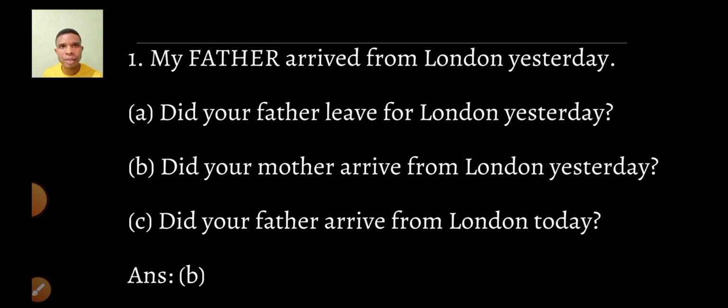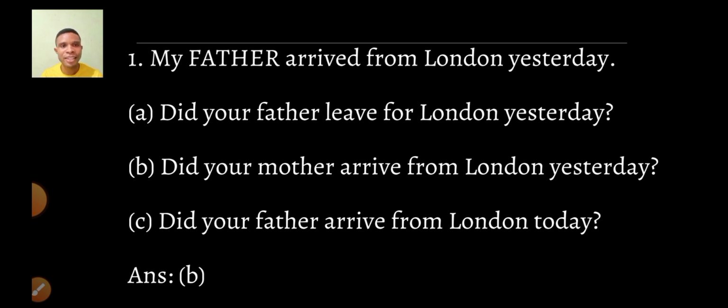Now, you tell another person, my father arrived from London yesterday. And the person asks the B, did your mother arrive from London yesterday? What would you say? No, I did not say mother. I said father. You would have stressed father. And father is stressed in our sentence there. That means B is the answer.